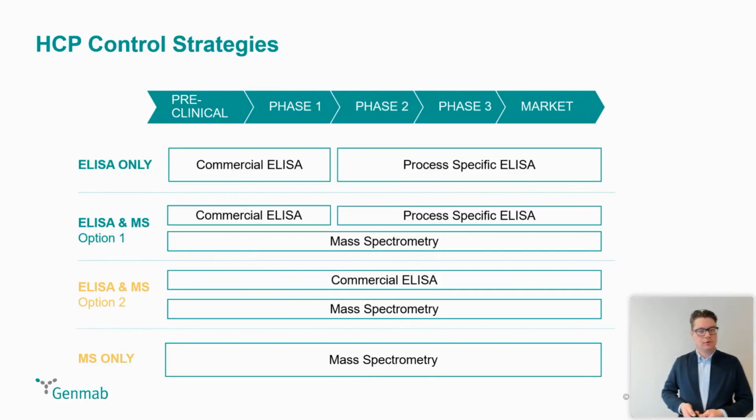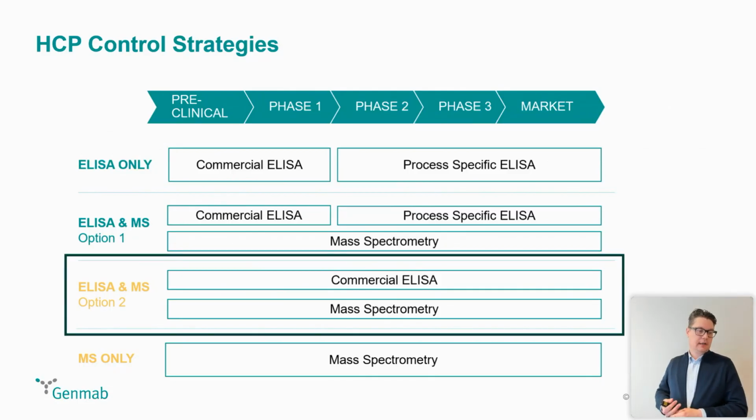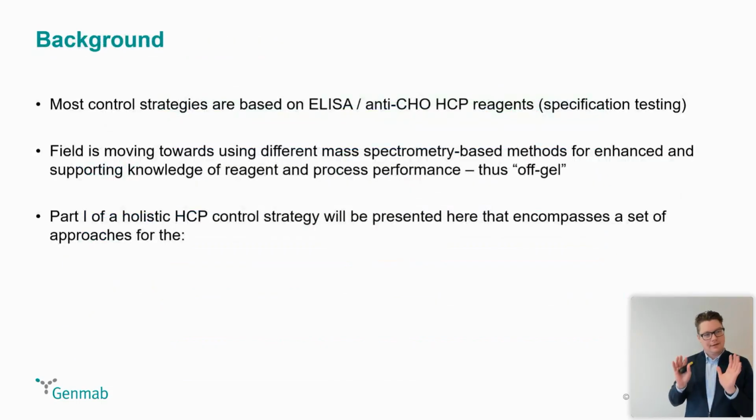So we chose to look at this part here, the ELISA and MS part, where you combine the classical ELISA approach, in this case a commercial kit, with mass spec characterization. We did different approaches, and I'll give some examples here. Again, most control strategies are based on ELISA, especially in early development, and it's basically specification testing. So you get a number, and that is what you release your batch for.